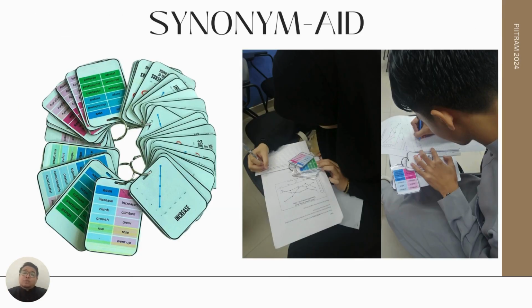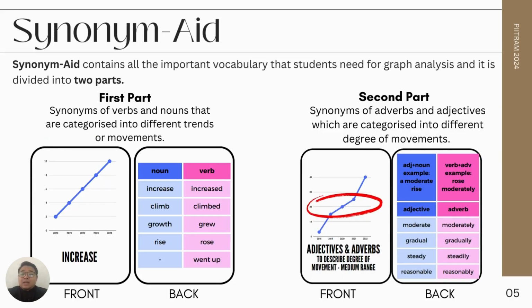So now I'm going to present our innovation which is called Synonym-Aid. Synonym-Aid is a set of flashcards which contains all the important vocabulary that students need for graph analysis, and it is divided into two parts. The first part is the list of synonyms for verbs and nouns that express different trends and movements. As you can see, the front page of the card is a graph showing an increasing trend. So at the back of the card, we list down all the nouns and verbs which have similar meaning to increase, such as climb, growth, rise, and so on.